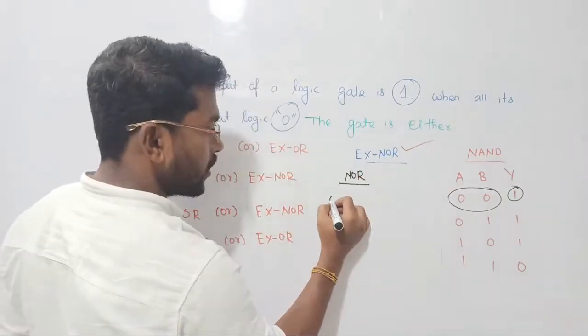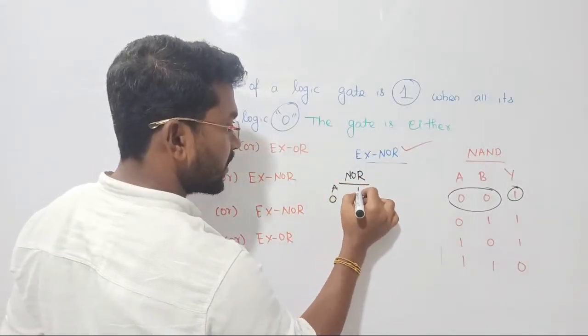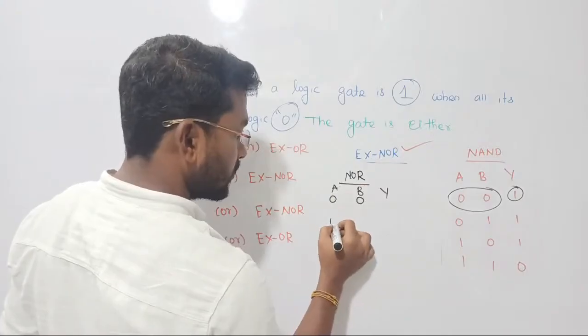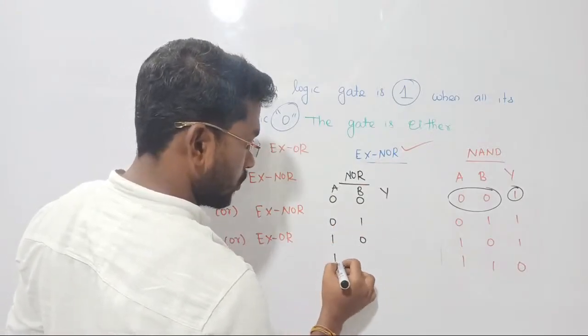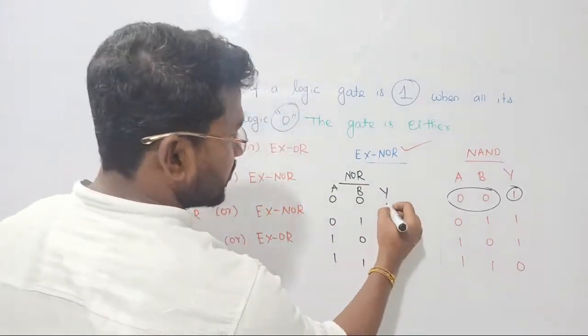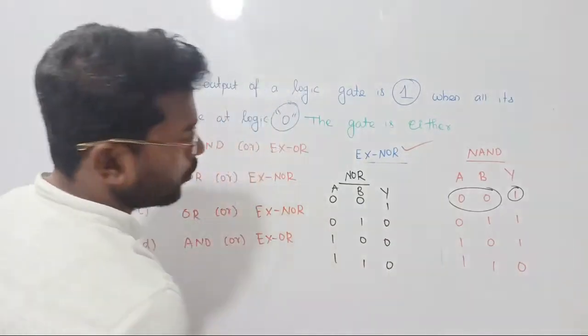NOR gate ka output enna? 0 0. Let us consider two variables A B. Output is Y. 0 1 1 0 1 1. I think for NOR gate this is 1. Rest of all are 0. I hope I am correct.